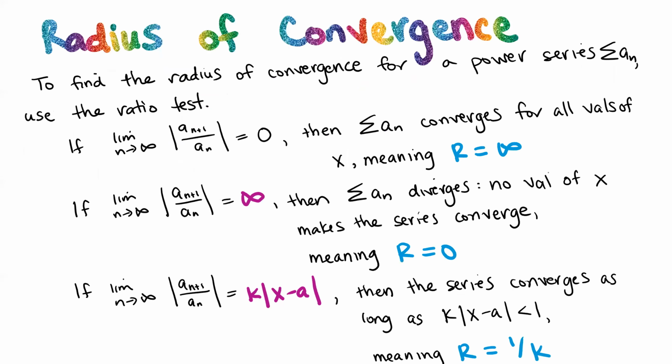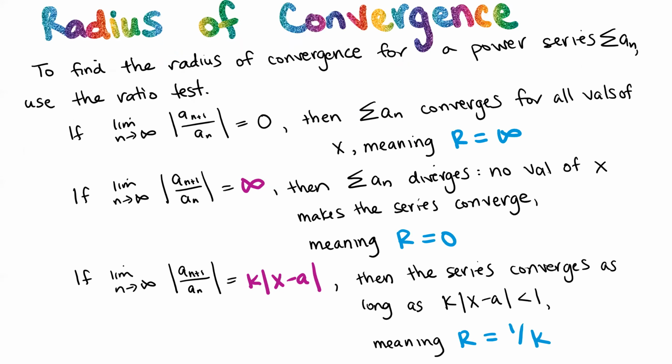All right, so just to summarize, we use the ratio test and we look at the limit as n goes to infinity of the absolute value of a n plus 1 over a n. If that's equal to 0, then our radius of convergence is infinite. If our limit is equal to infinity, then our radius of convergence is 0. And if our limit is equal to a constant times the absolute value of x minus a, then that means that our radius of convergence is 1 divided by that constant.